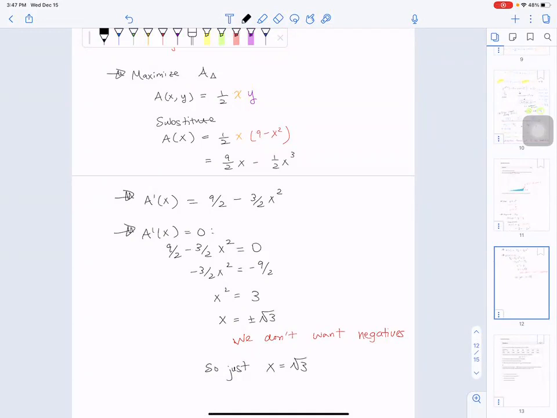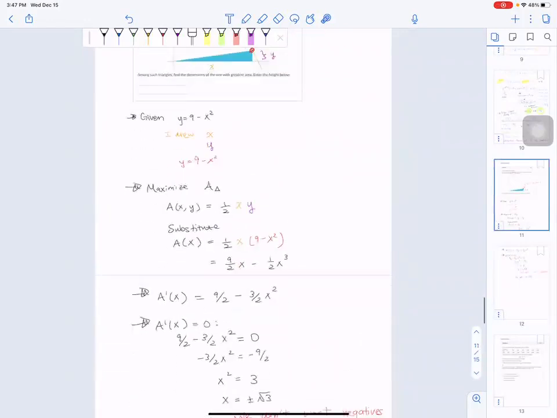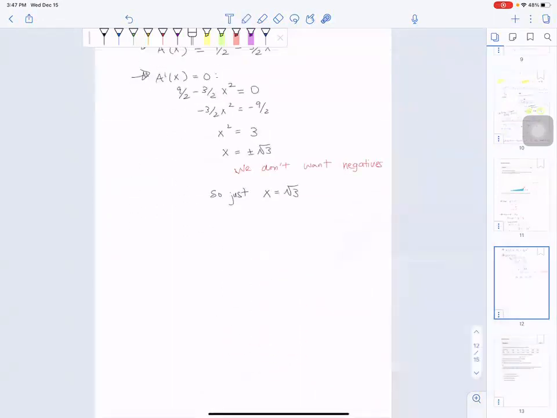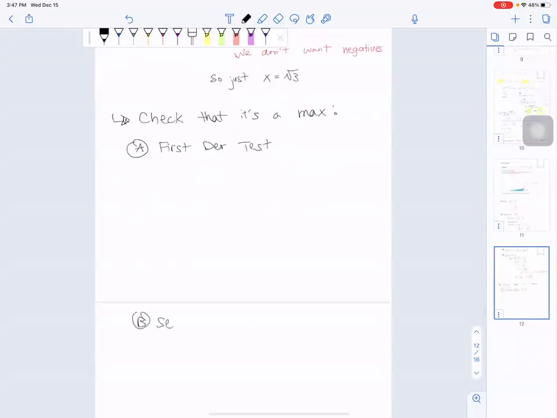So in past quiz problems, if it said that for time you don't need to prove it, then you could just stop here, x equals square root 3. But just for completion, let me do the check. How can you check that it's a max? Well, you can do it two ways: either use the first derivative test, or the second derivative test.